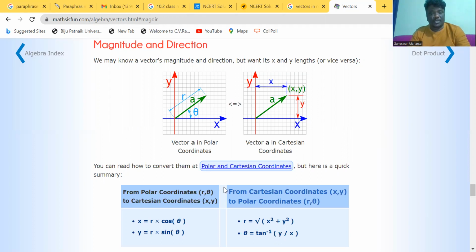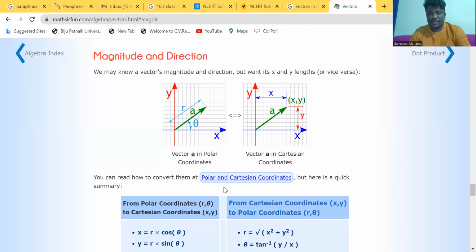Vector A in polar coordinates is R and theta, while in Cartesian coordinates it is X and Y. When a point is represented in X and Y directions, along the X-axis and Y-axis, that is called the Cartesian form. When it is represented in R and theta form, that is called the polar form. Here, this is a point: this is the X part and this is the Y part, and the combined value is called the XY coordinate. And this is R and this is theta, the circular form, called the polar coordinates.